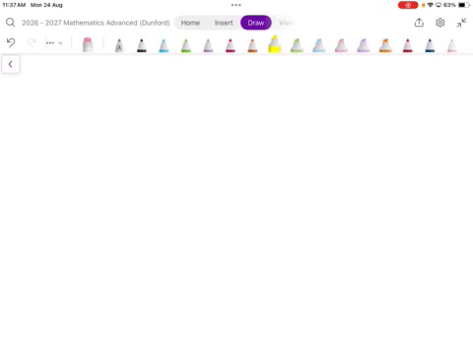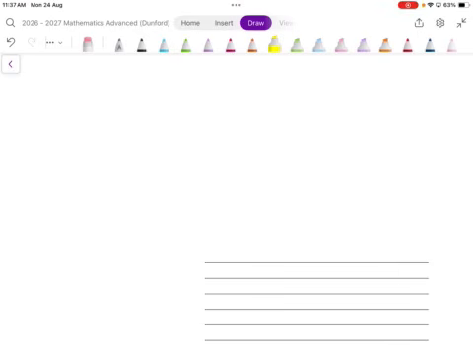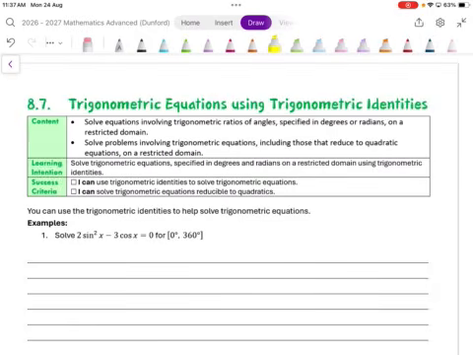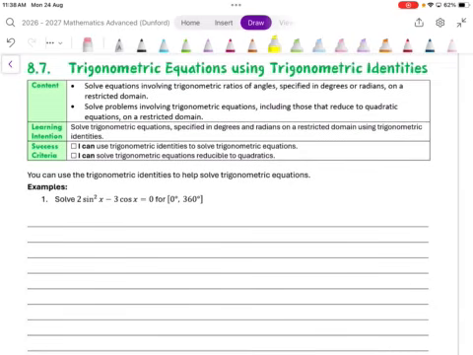All right, so today we are looking at our trigonometric equations with trig identities involved. We only have one example for this. We want to solve our trig equations either in degrees or radians over our restricted domain, and we are going to use our trig identities to solve these trig equations, and they might be reducible to a quadratic as well. So those trig identities that we went through on the board, we can use them to solve our equation.